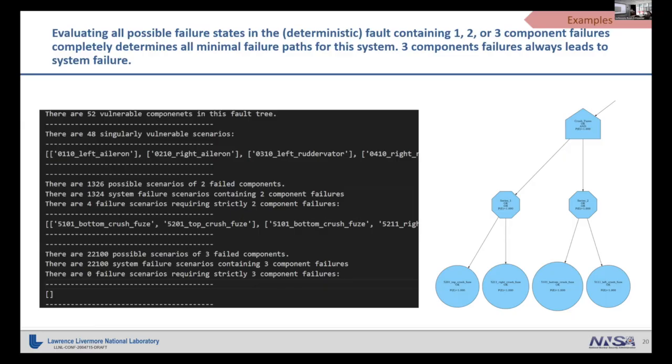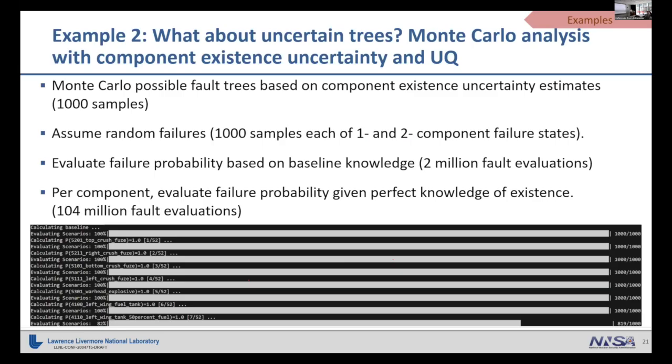And if this was more complex, if there was more components and maybe more complicated logic, and then you wanted to start doing the uncertainty quantification, you can see how this type of approach would get out of hand pretty quickly. And so the second example I'm going to show you is what this code is actually designed for. What if you have uncertainty in the trees? If you assign a probability of the existence of each of those 52 components, then you can sample those probabilities and develop a whole ensemble of different trees that either have or don't have certain components in the model.